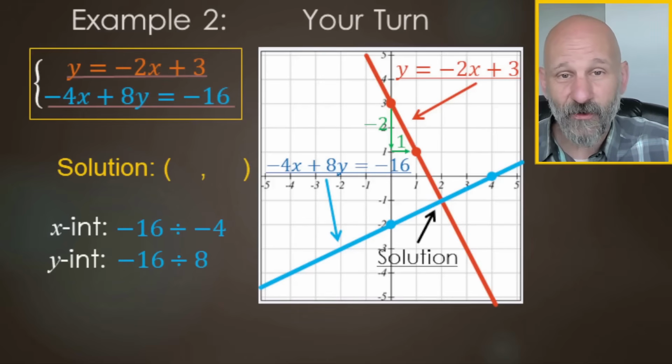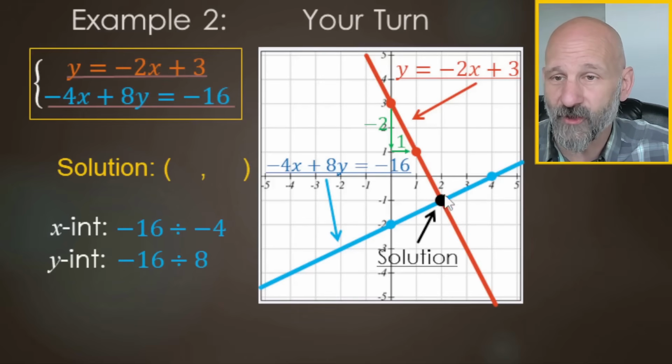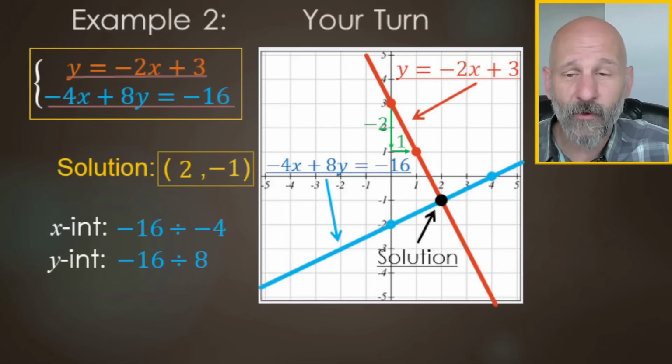Now we look for where they intersect, and that's where we'll find the solution. That's 2 on the x and negative 1 on the y. So 2, negative 1 is the ordered pair that makes both equations true.